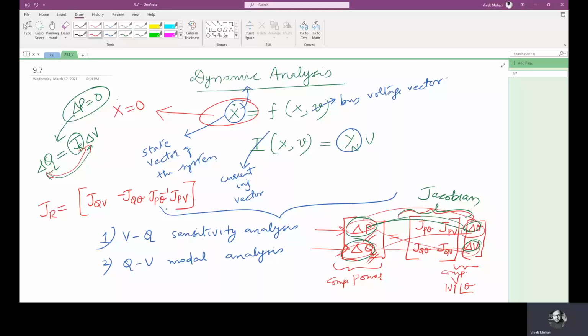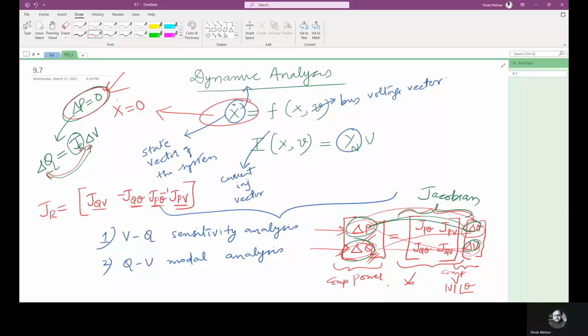Why do we call it a reduced Jacobian matrix? I'm not going to the derivation here. Here we have the relation between QV, Q theta, P theta and PV. But the condition here is delta P is 0. The variations in active power are assumed to be 0. That is why this is known as the reduced Jacobian. Our full Jacobian is here.